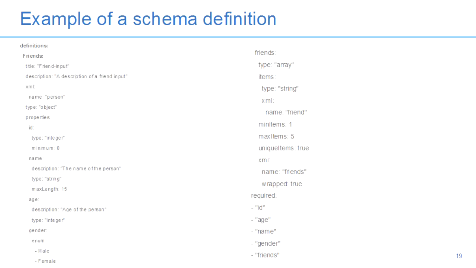So you can actually define your actual schema for your data here, and it has your required properties, whether it's ID, age, name, gender, or friends, things like that. So you can define all of that as part of your schema.